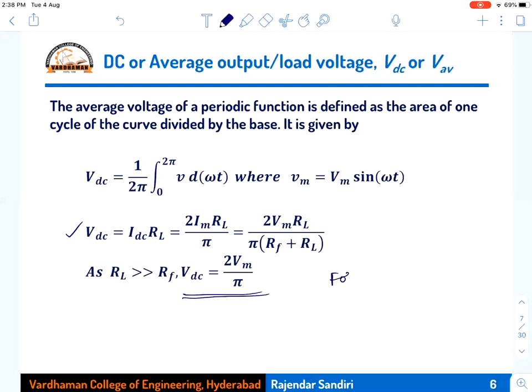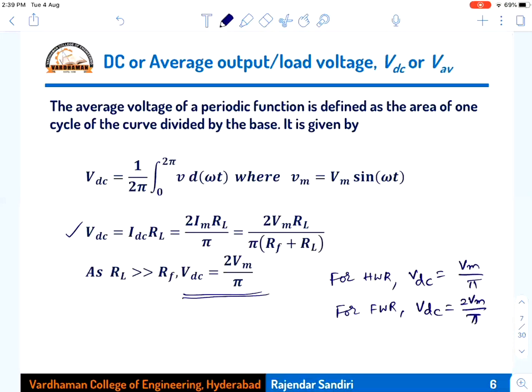Similarly, for the half wave rectifier, what did you see? For the half wave rectifier, VDC is Vm by pi. But for the full wave rectifier, we are getting twice that. For the full wave rectifier, the VDC value is 2 Vm by pi. Is it okay? So that is the thing.